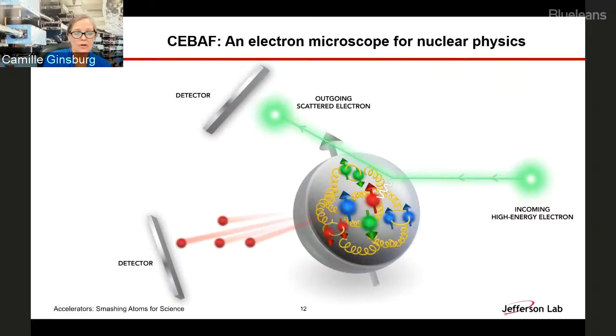At CEBAF, it's really an electron microscope for nuclear physics. It's dedicated to that. In our case, we have an incoming high-energy electron, which is hitting a target, and there's an outgoing scattered electron, and then there are outgoing other particles, depending on what the target is and other details about the experiment. In this example, this is a proton. It's got 3 quarks, a lot of gluons, and then a couple of pairs that have arisen from the vacuum.